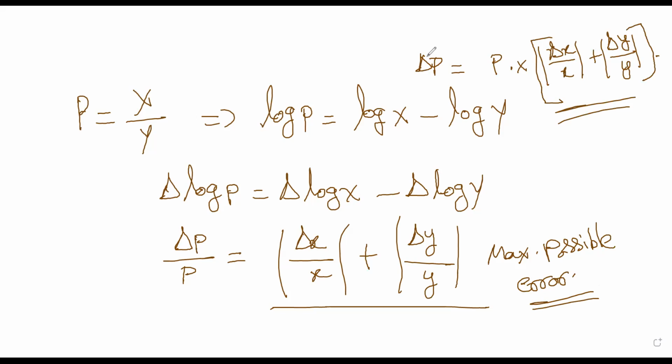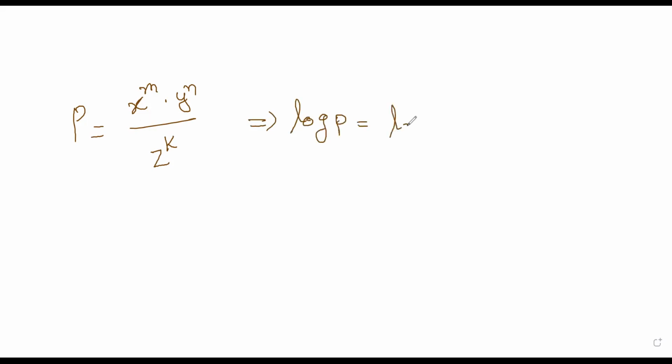And now the third idea I want you to understand is, let us say another quantity P is x power m into y power n divided by z power k, something like this. And now they ask you what is the maximum possible error in P. So the basic idea again, we take the logarithm: log P is equal to log of x power m into y power n divided by z power k. You can write it like this.